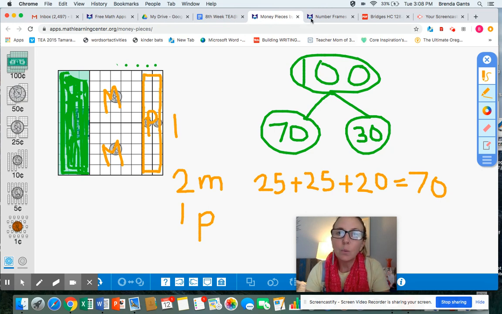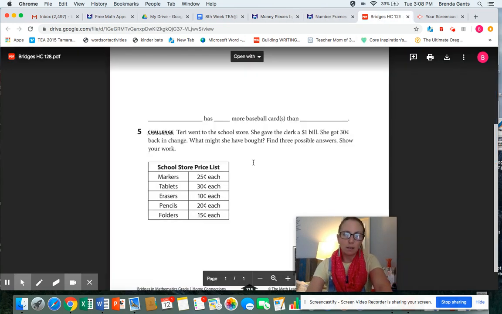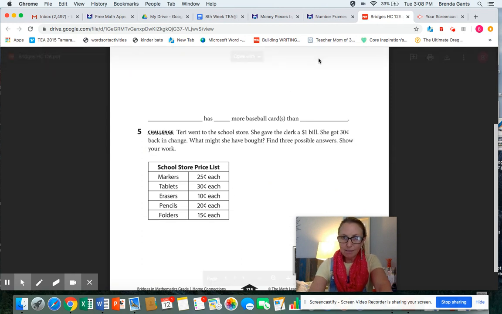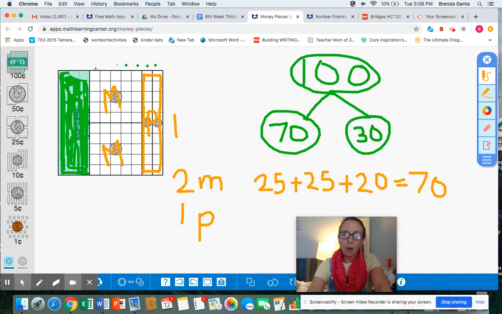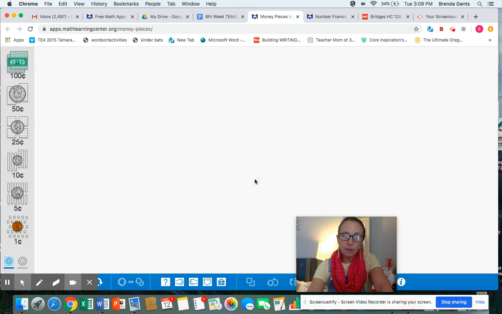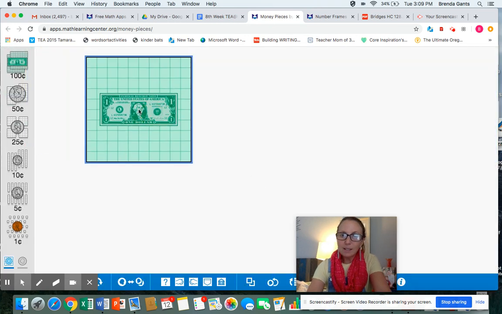There are many ways because look at this. Erasers are 10 cents. So if she was spending 70 cents, she could have bought 7 erasers. 1, 2, 3, 4, 5, 6, 7. So I'm going to clear that. And you could do it again and see if you could find 2 more ways that she could have spent her 70 cents or her money at the store. All right, don't go spending all of your money in one place.